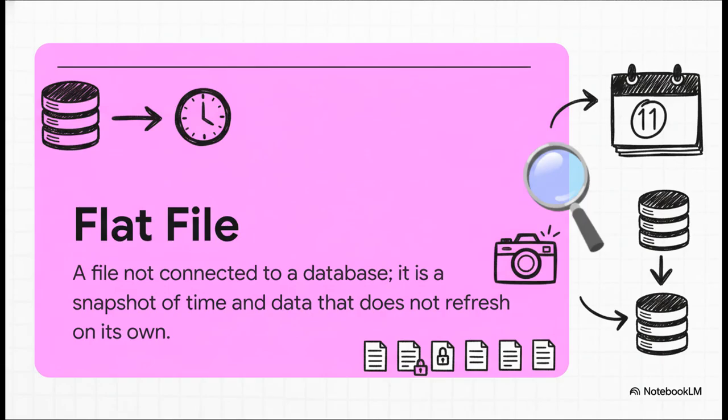Okay, another key term you gotta know is a flat file. When you export data from some system, you're almost always creating a flat file. I want you to think of it like taking a photograph. You're capturing a snapshot of the data at one specific moment in time. It's static. If the original database gets updated 5 minutes later, your photo doesn't change. You have to go back and take a whole new one.